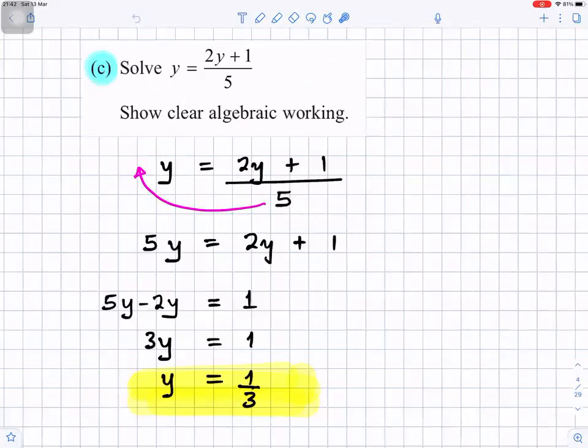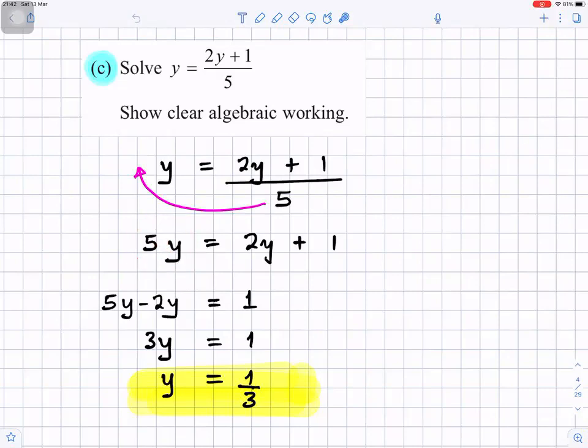Part C, solve y equals 2y plus 1 over 5. Show clear algebraic working. What you want to do is divide by 5 on the right. You want to take it to the left. It becomes times 5. So divide by 5 goes to the left. It becomes 5 times y is equal to 2y plus 1.